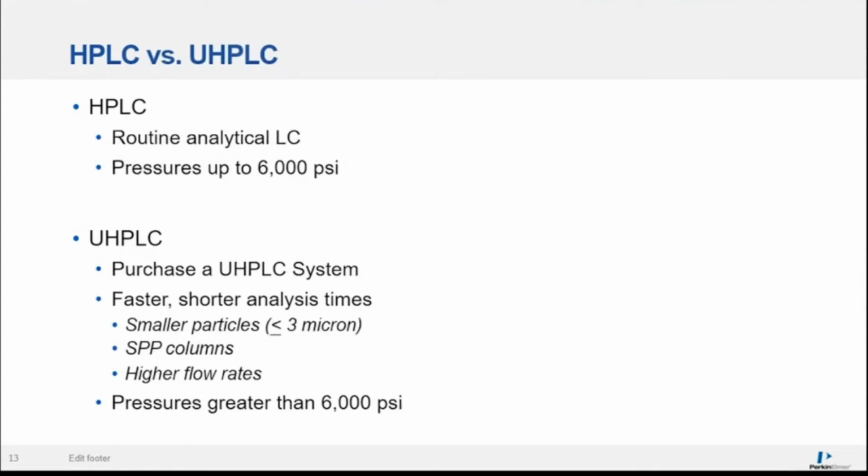Now, in today's world, you will hear people talk about two forms of LC, HPLC and UHPLC. HPLC is high performance or high pressure liquid chromatography. This is typically used for a lot of routine analytical work and is generally considered to be done at pressures under about 6,000 psi. If you're going to do UHPLC, or ultra high performance liquid chromatography, the type of hardware you're going to buy is a dedicated UHPLC system. And this is optimized to work with shorter analysis times, smaller particles, SPP columns, and higher flow rates. And as a result of this, it may run at higher pressures. So these systems can typically go up to about 18,000 psi.